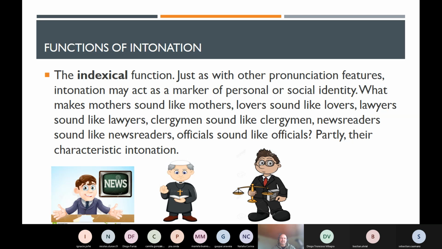But we are going to call this indexical function, which is just like any other pronunciation feature, right? A marker of, and this is what I want you to remember from indexical, because it's a really difficult word, a marker of personal or social identity, all right? The intonation that you can find in mothers, lovers, lawyers, clergymen, newsreaders, etc., etc., right?